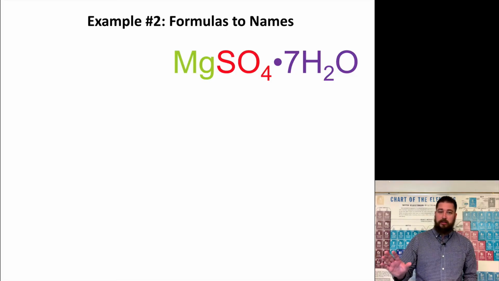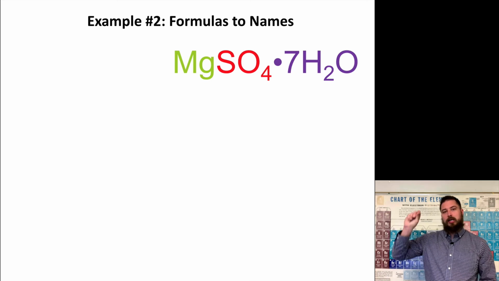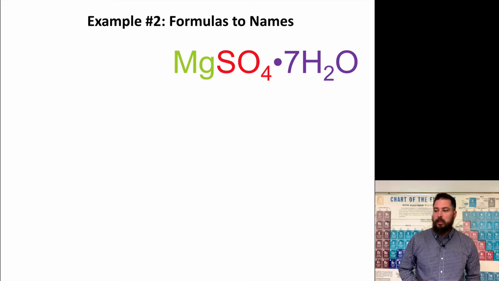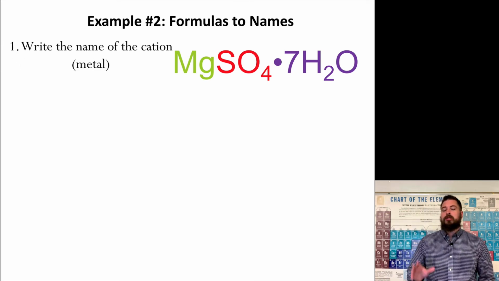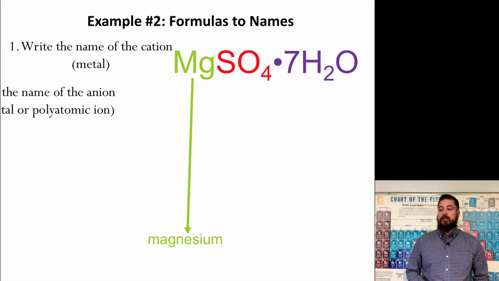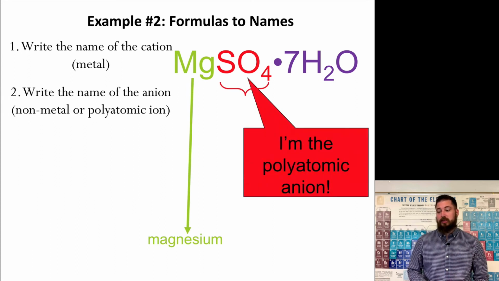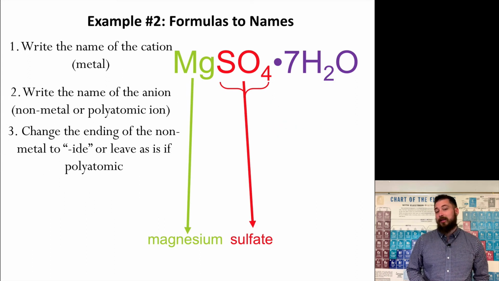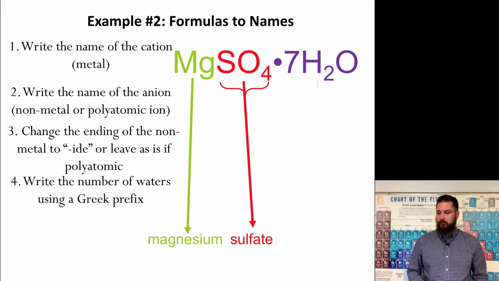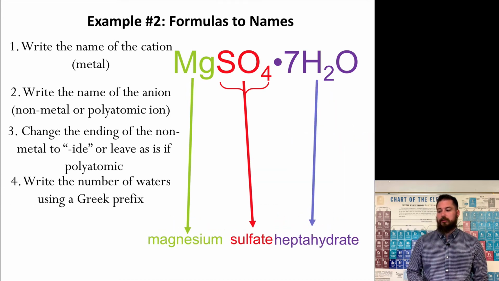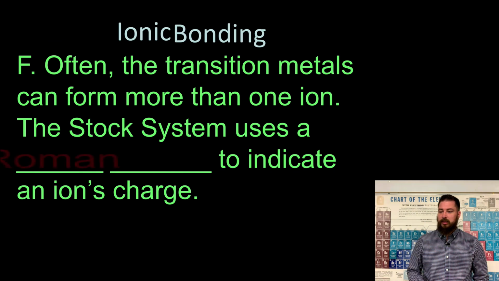Notice how this is a hydrate because we've got the raised dot and then the 7 water molecules. The first thing we do is we name the first part normal. So the first part is magnesium. The second part is sulfate, so it's magnesium sulfate. And then 7 is heptahydrate. So it's magnesium sulfate heptahydrate. And so there we go.